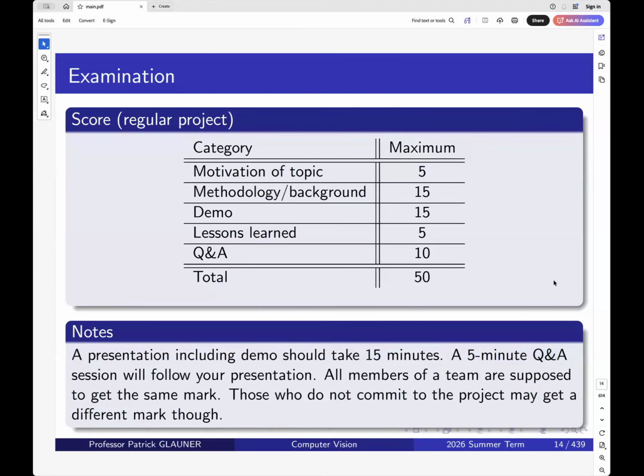There will be a 5-minute Q&A session, and the 50 points will be up to 10 points from the Q&A, and the other 40 points, like 5 points for the motivation of your topic. For the methodology that you have picked and explained, you get 15 points.